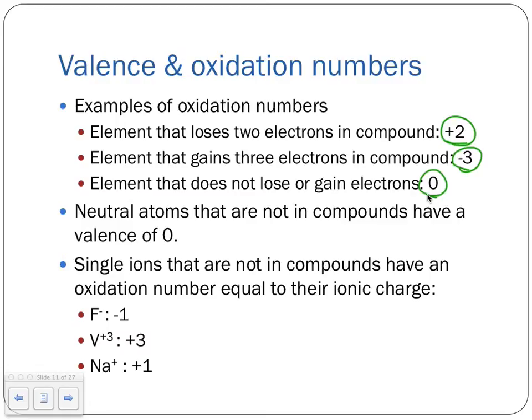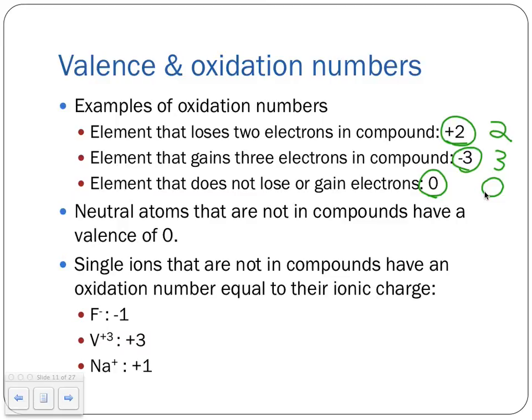So if we look at the valence, this one right here would have a valence of 2 because there are 2 electrons involved in this compound, this element that lost its 2 electrons of the compound. This would have a valence of 3 because it has 3 electrons it's gained that are involved in forming this compound. This would have a valence of 0 because there are no electrons being involved in this particular compound. In fact, this wouldn't form a compound at all. This would just be a lone element.